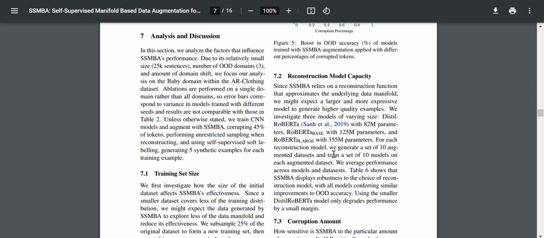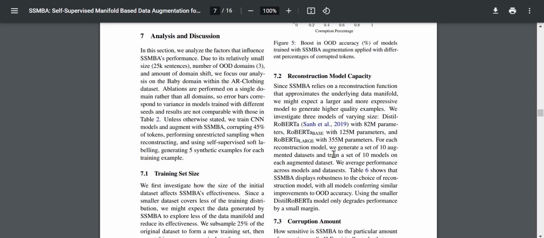For each reconstruction model, they again generate a set of 10 augmented datasets and train a set of 10 models on each augmented dataset. I'm just wondering how much time it would have taken for these to train, because if you have 10 augmented datasets and 10 models, you already have 100 results to look into. We average performance across models and datasets.